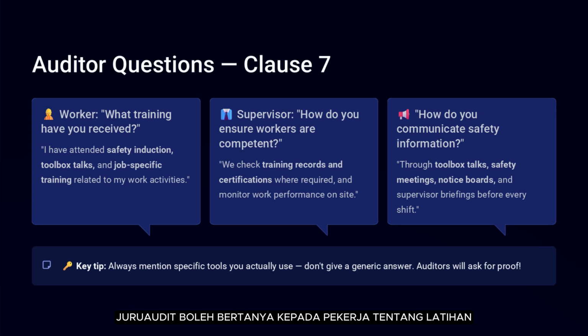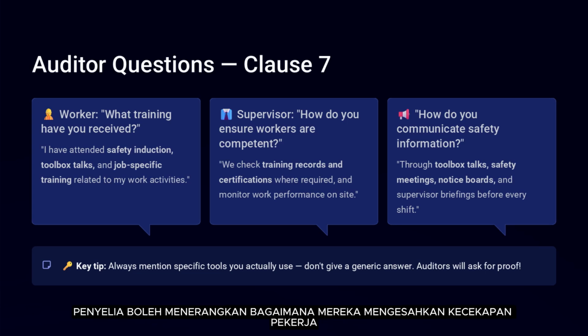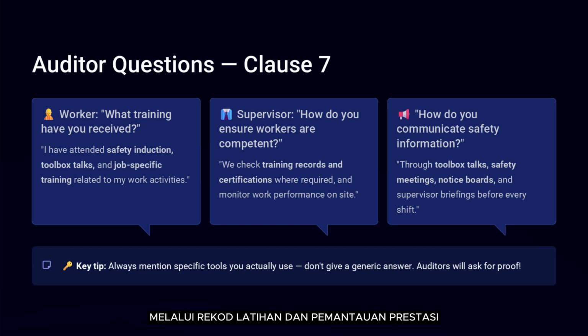Auditors may ask workers about the training they have received. For example, workers may mention safety induction training, toolbox talks, or job-specific training. Supervisors may explain how they verify worker competence through training records and performance monitoring. Safety information is typically communicated through toolbox meetings, safety briefings, and notice boards. Providing real examples helps demonstrate understanding during an audit.